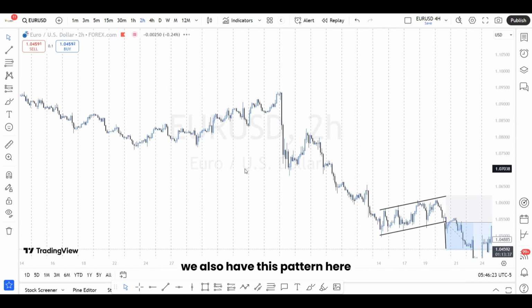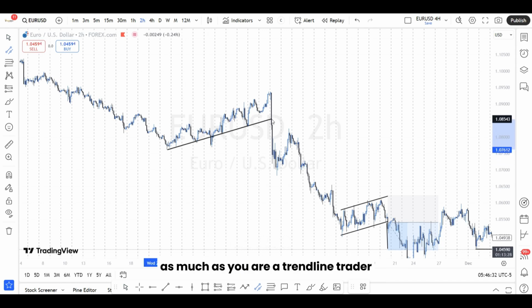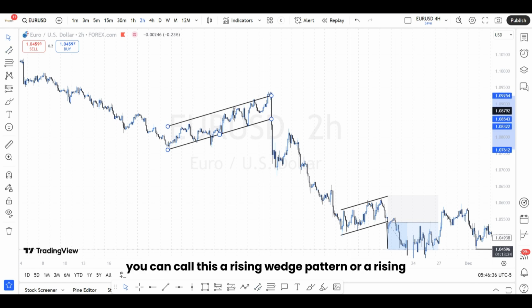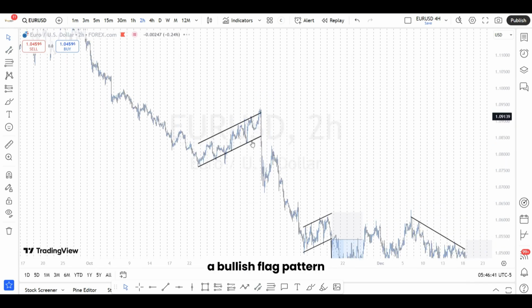Now, we also have this pattern here. You can see this pattern here. So if you're a pattern trader, you would most likely enjoy your trading as much as you are a trend line trader. You can see this pattern here. You can call this a rising wedge pattern or a bullish flag pattern.